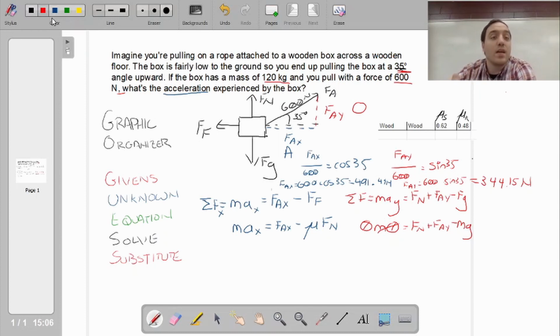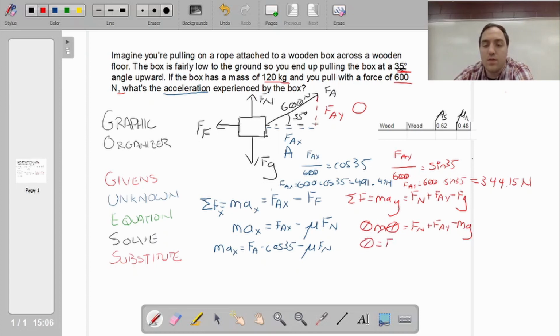I'm going to solve this one entirely symbolically to show some tricks. So instead of saying 600 cosine 35, I'm going to go ahead and say m a_x equals force applied times cosine 35 minus mu times F_N. If you'd rather plug in the numbers and solve it that way, it's pretty reasonable. If you're studying for the AP exam, I suggest you follow along with the symbolic.